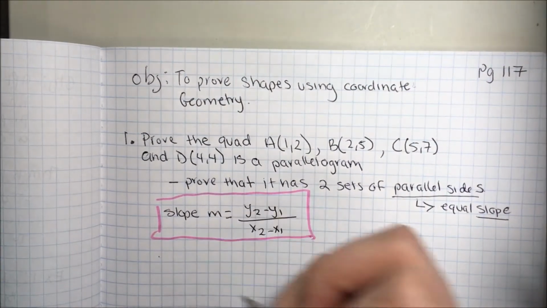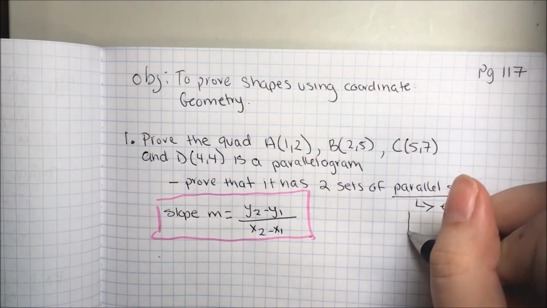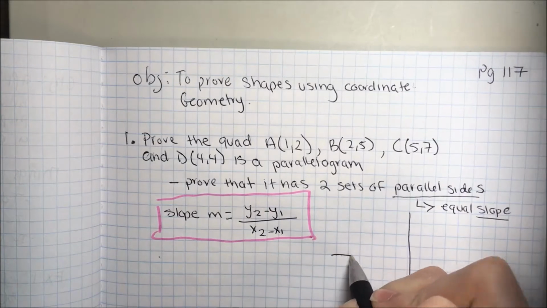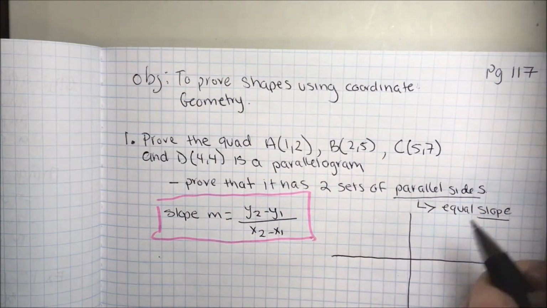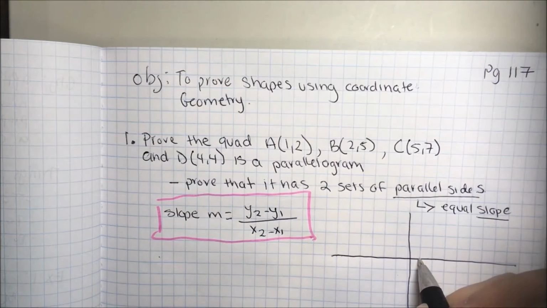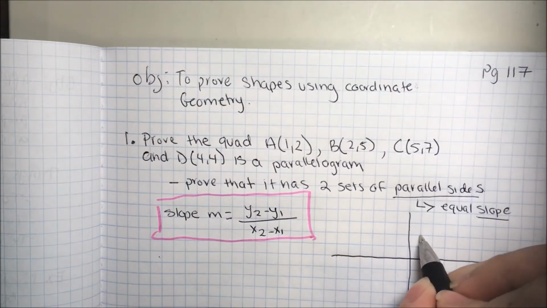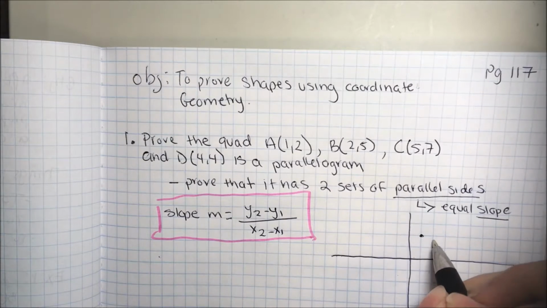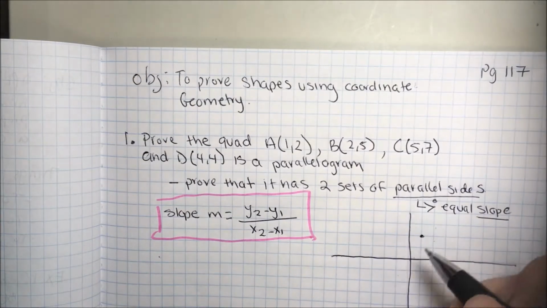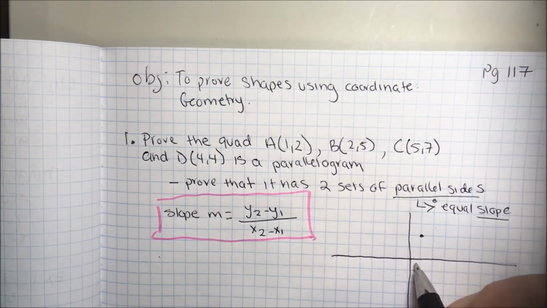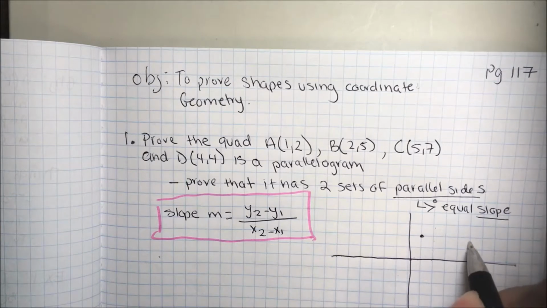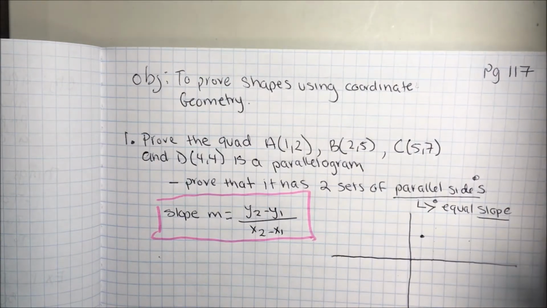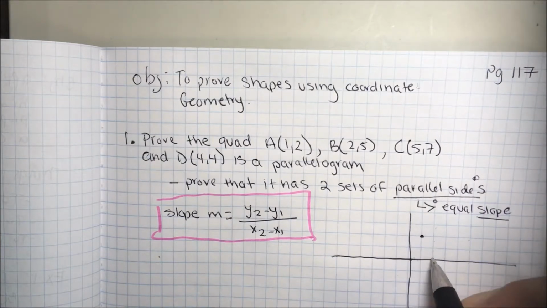So we want to prove, well, first we want to graph our shape. So we're at (1, 2), (2, 5), (5, 7), and (4, 4).